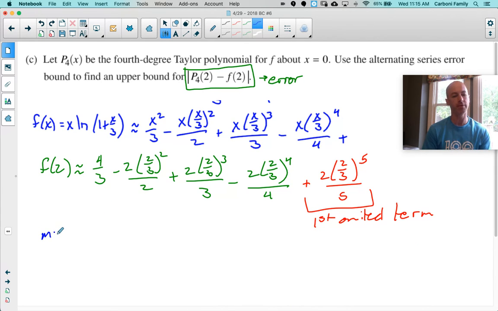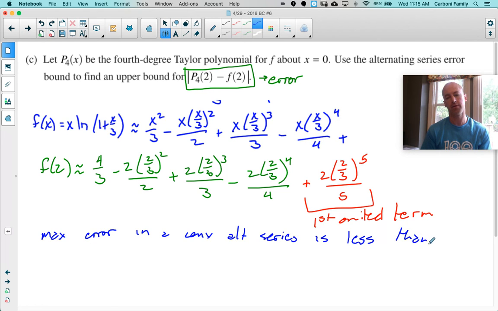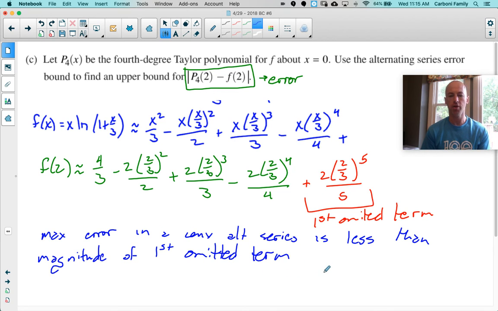So the maximum error in a convergent alternating series is less than the magnitude of the first omitted term. And in this case, that first omitted term was 2 times 2/3 to the 5th over 5.